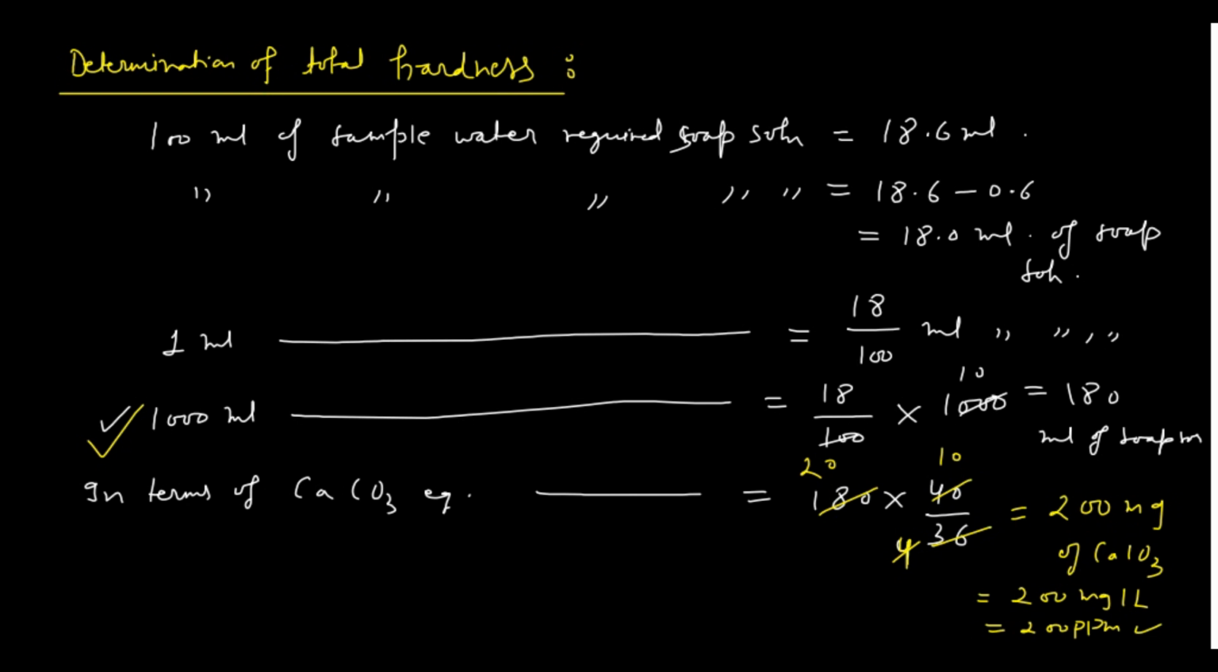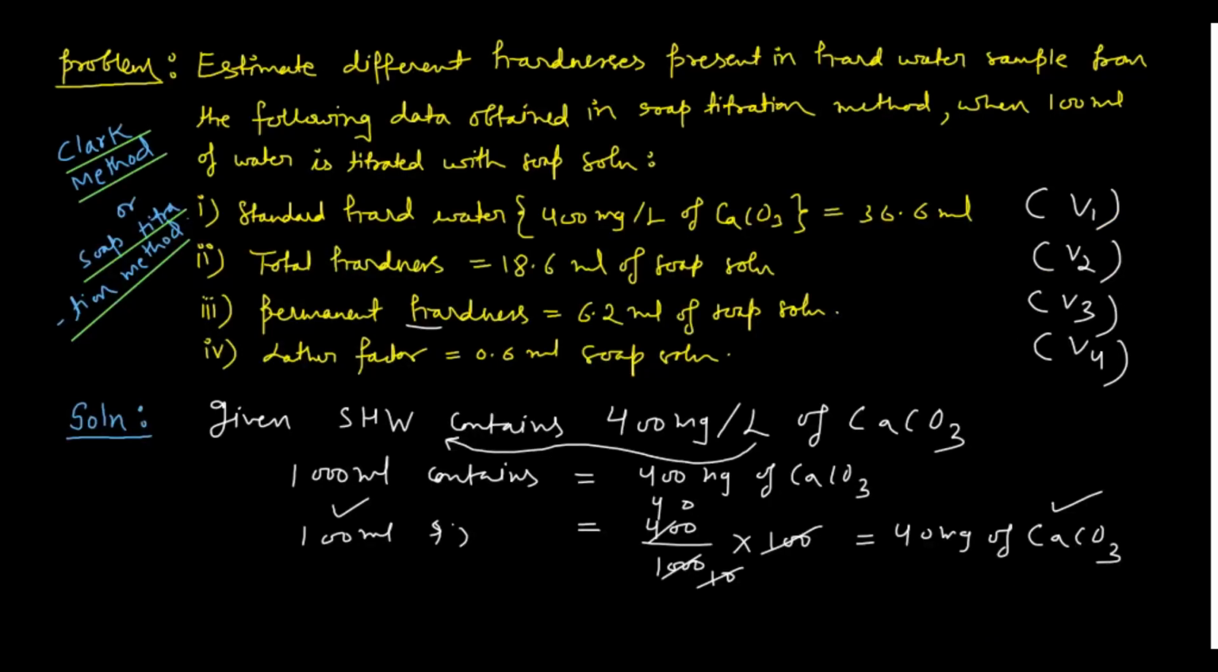Now if you go back and check your question, for permanent hardness the soap solution required is 6.2 ml. So the same calculation which I have done for the total hardness, for this standard hard water, that is for the standardization, now the same type of thing we'll do for the permanent hardness also. The only difference is that in this case 6.2 ml of soap solution is required. So you need to subtract this lather factor, which is 0.6, from this 6.2, and then convert that into the calcium carbonate equivalent and calculate it for 1000 ml. Then you will get your permanent hardness, right?